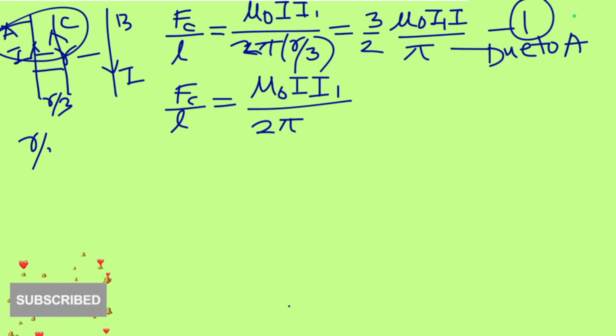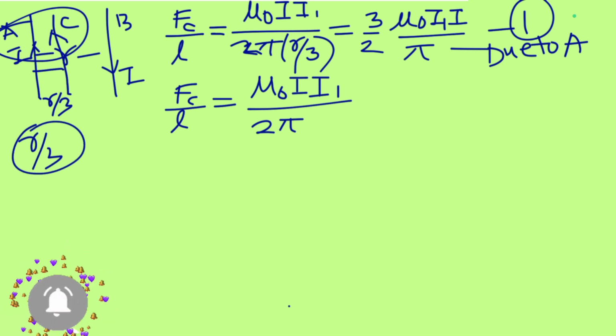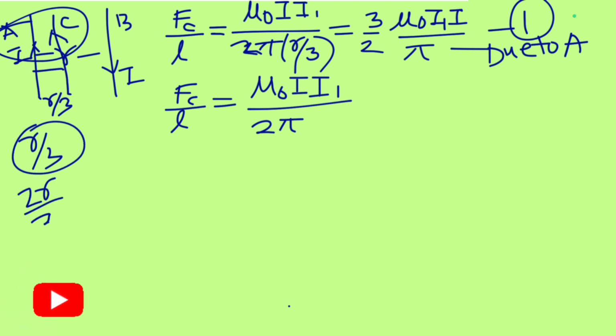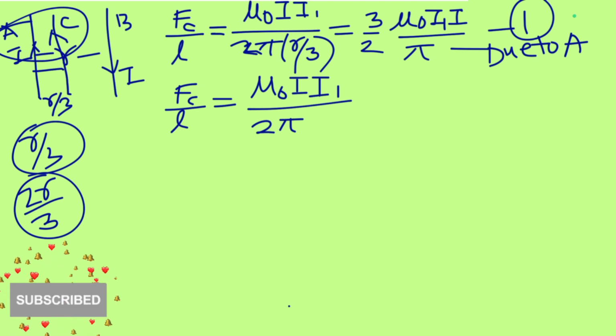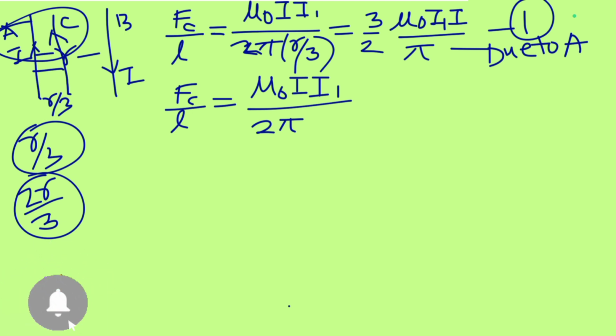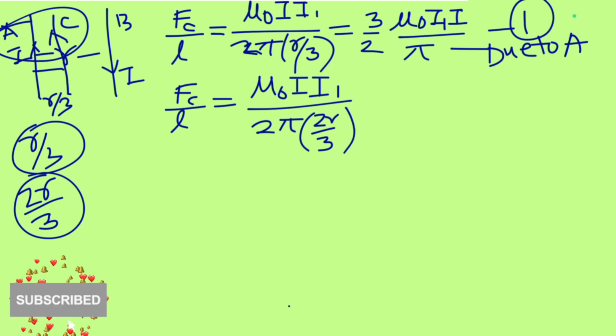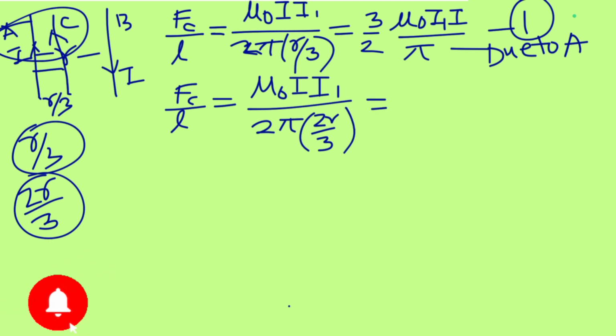Earlier the distance was r by 3. The total distance is r, so the remaining distance will become 2r by 3. You should know how: r minus r by 3 is equal to 2r by 3. So the total distance here will be 2r by 3. There is no square. Don't write the square of that particular distance by mistake, otherwise it will be wrong.